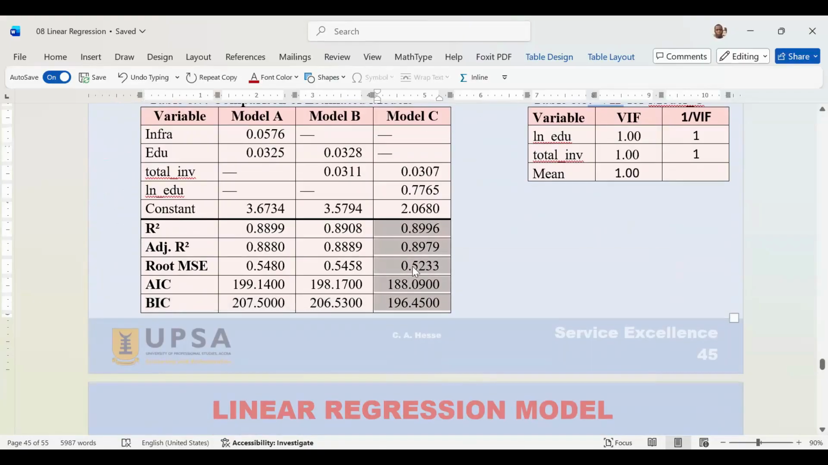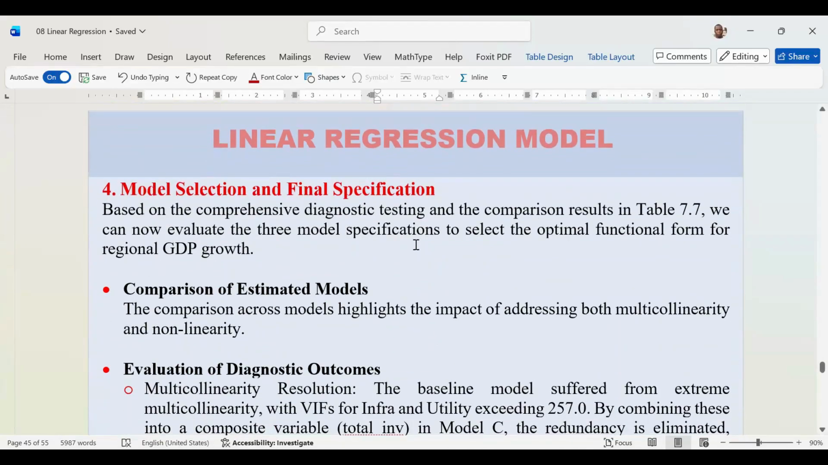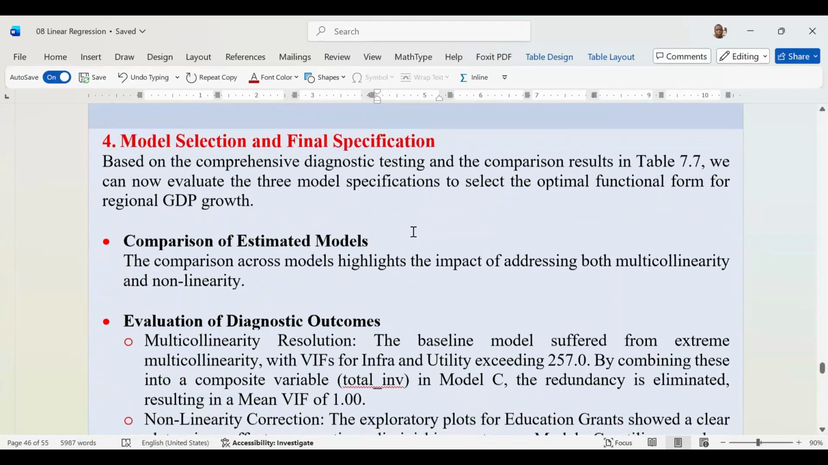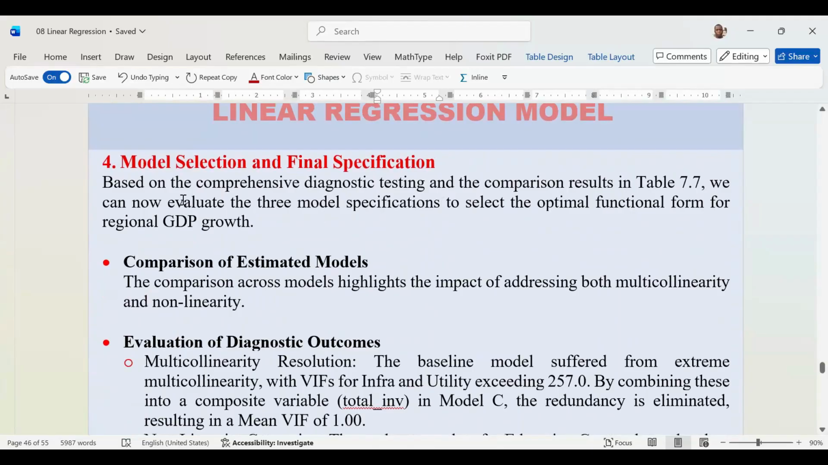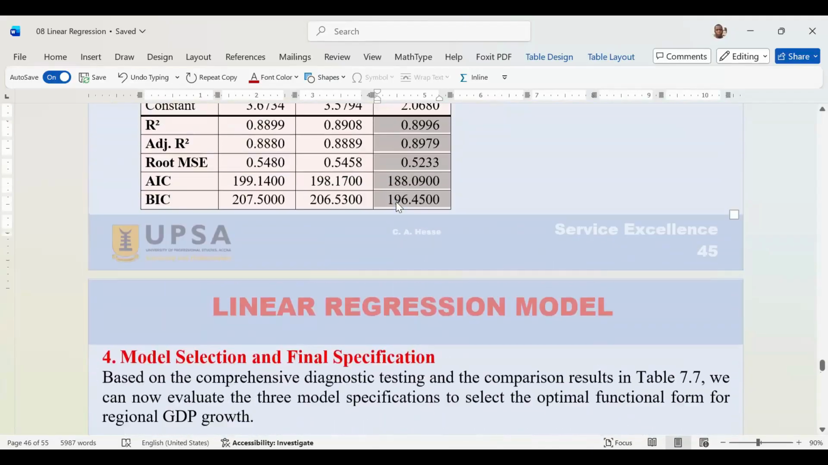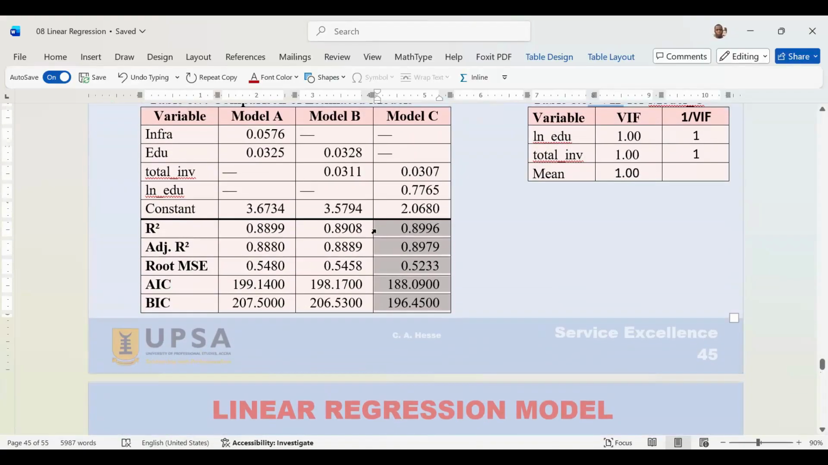So once you get the optimal model, you zero in on that and continue with that model. You neglect all the others.